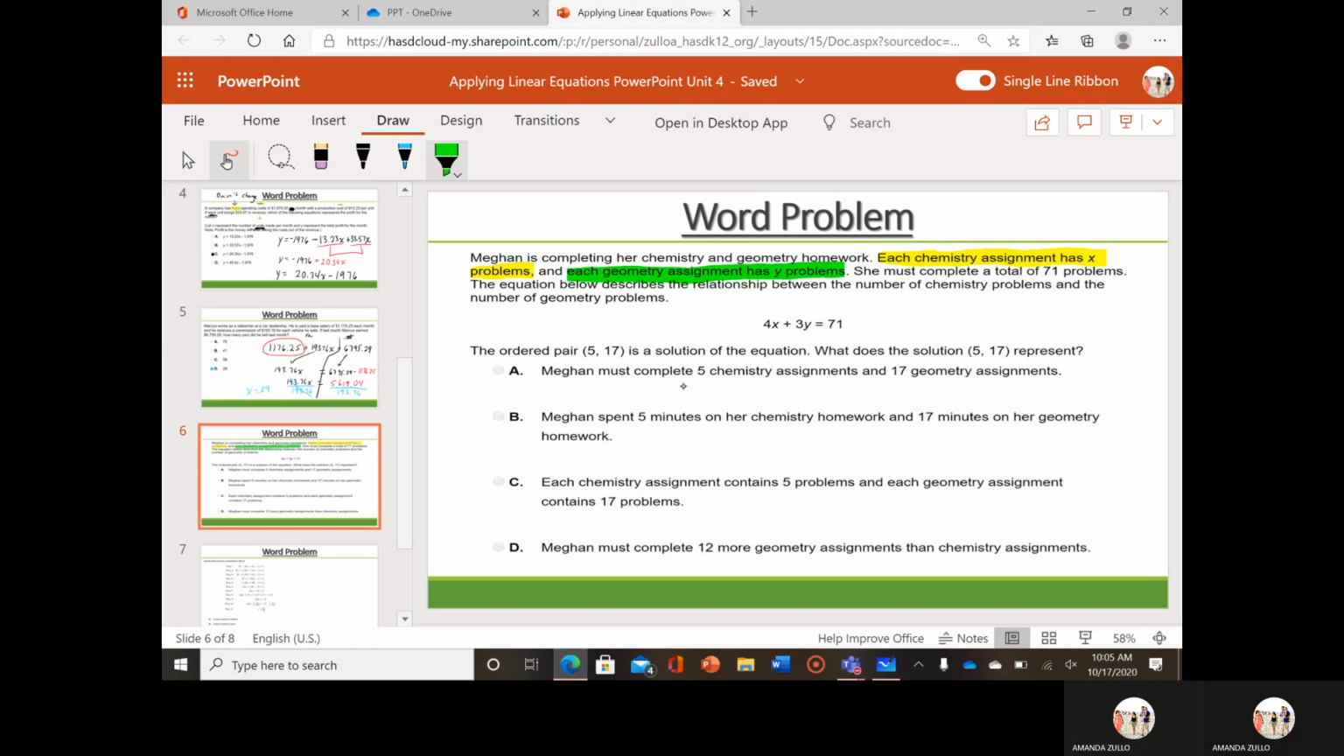It says Megan must complete 5 chemistry assignments and 17 geometry assignments. Well, that's not true. That's not the sentence that we wrote. Megan spent 5 minutes on her chemistry homework and 17 minutes on her geometry homework. Well, that's not what it said either. Each chemistry assignment contains 5 problems, and each geometry assignment contains 17 problems.